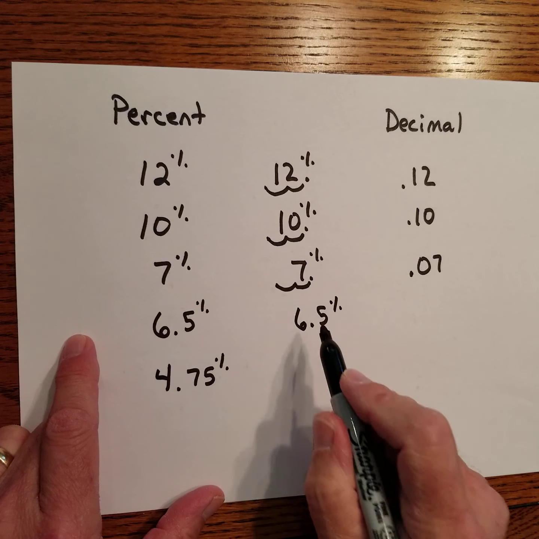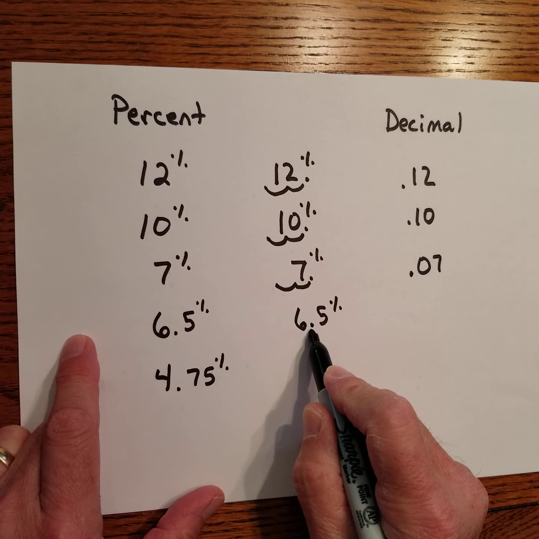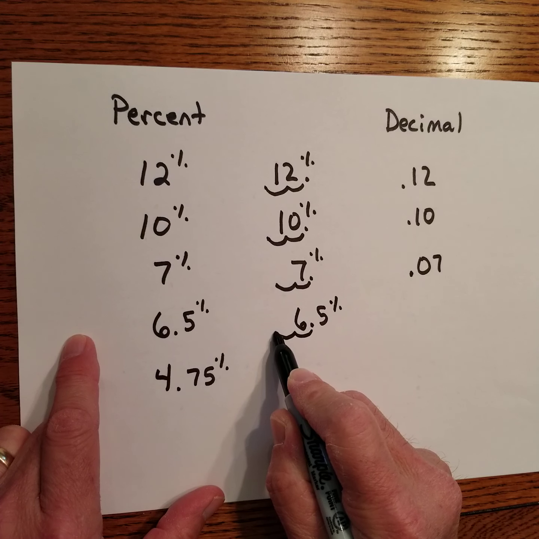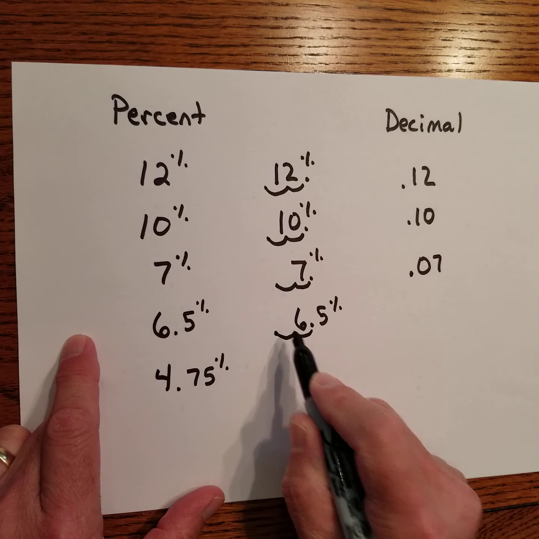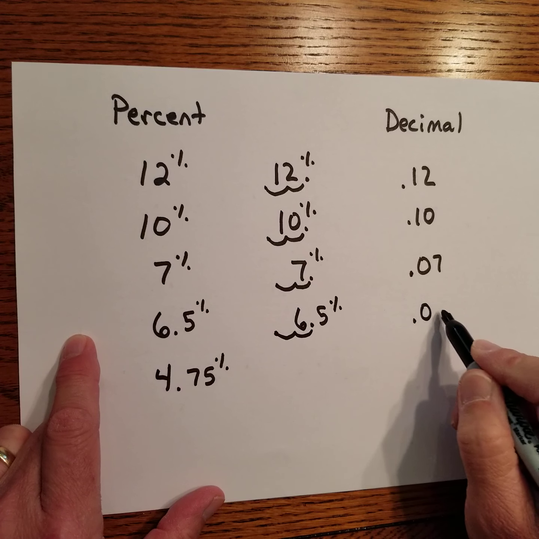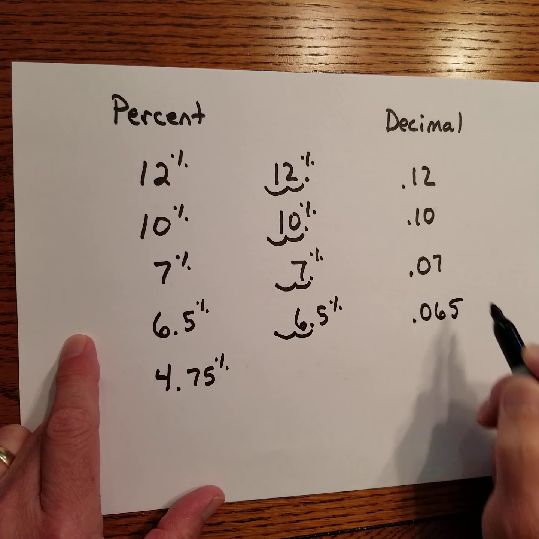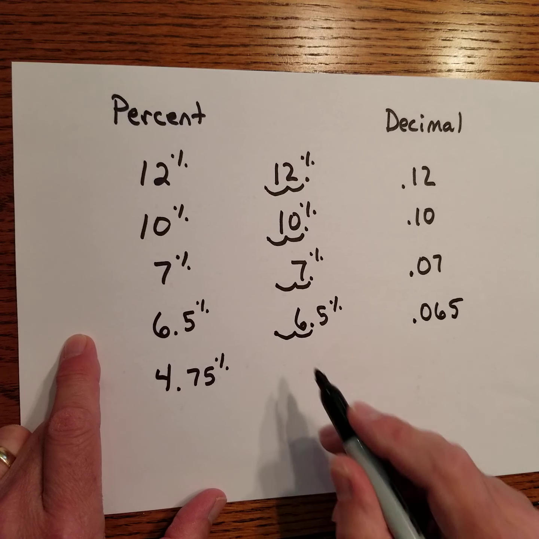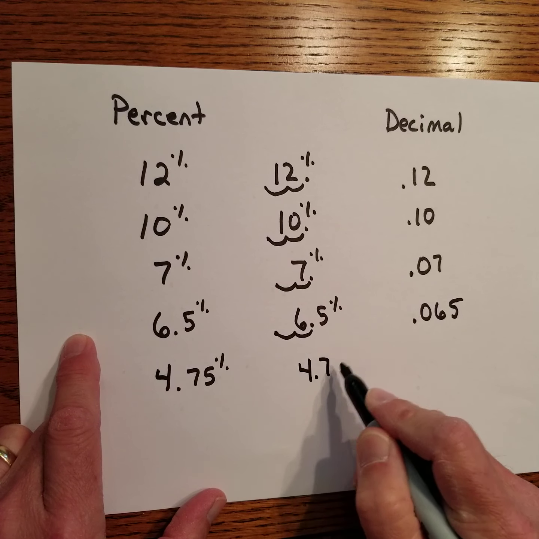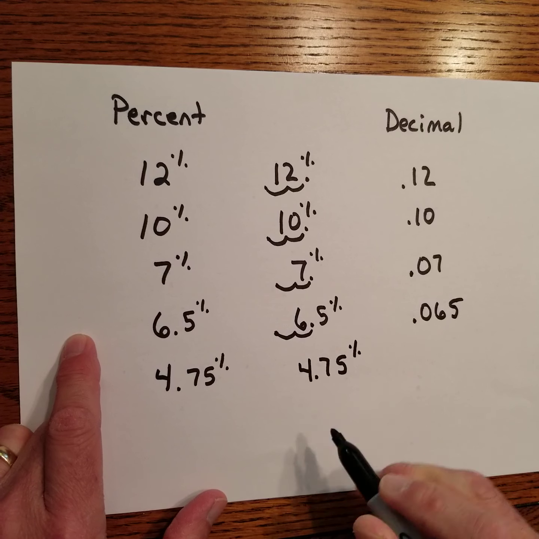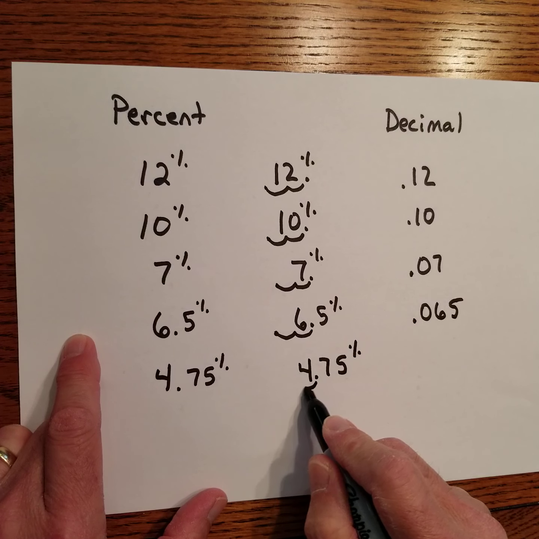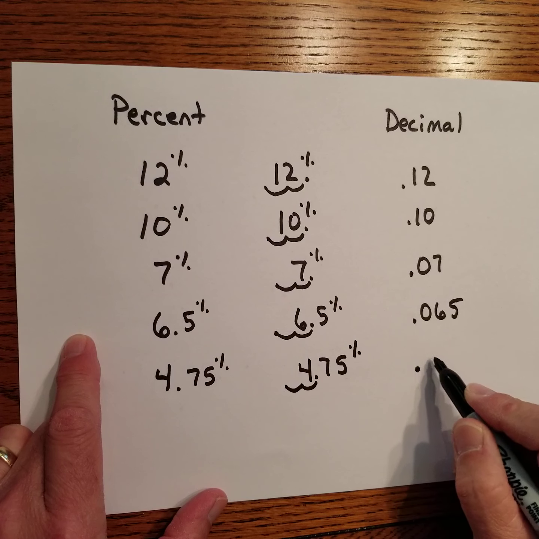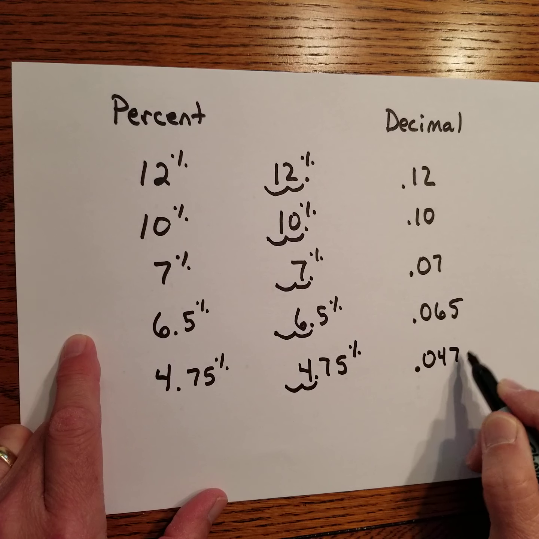In 6.5%, the decimal moves from here 2 spots to the left, again leaving me room for a 0 between the decimal point and the 6. 6.5% becomes 0.065. And 4.75% becomes 0.0475.